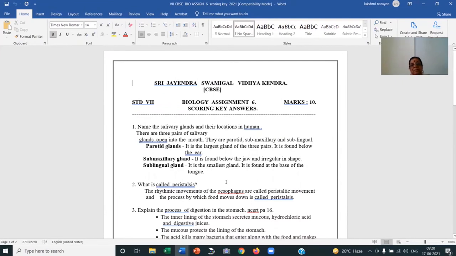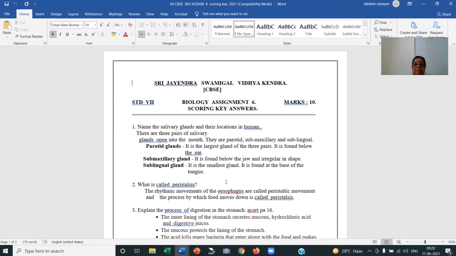Then video number 8, assignment 6. Name the salivary glands and their location in humans. There are 3 pairs of salivary glands that open into the mouth: parotid in the cheek, submaxillary at the angle of the jaw, and sublingual beneath the tongue. Repeat: parotid, submaxillary, sublingual. Parotid in the cheek is found below the ear.